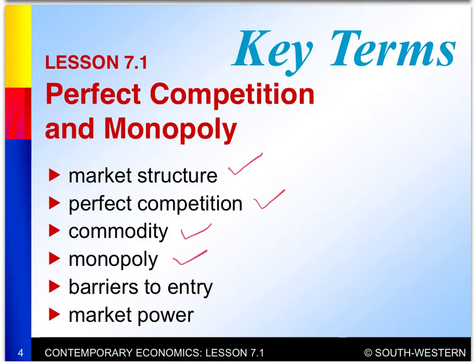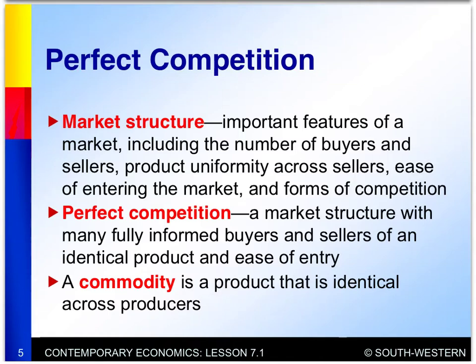A barrier to entry is how hard it is to start a business up. It's the hardest in a monopoly market, as you saw with the game, because you're up against one giant producer. And market power is how much power one company has over an entire market. All right, you can read market structure.